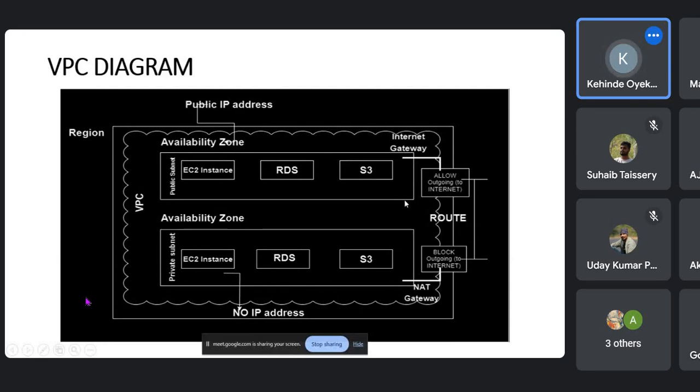Okay, I'm writing the research question down. My question was, can you create one public subnet inside a VPC? Because VPC is a private network. Inside a private network, can you create a public subnet? That was the question. Okay, sir. Thank you, sir.